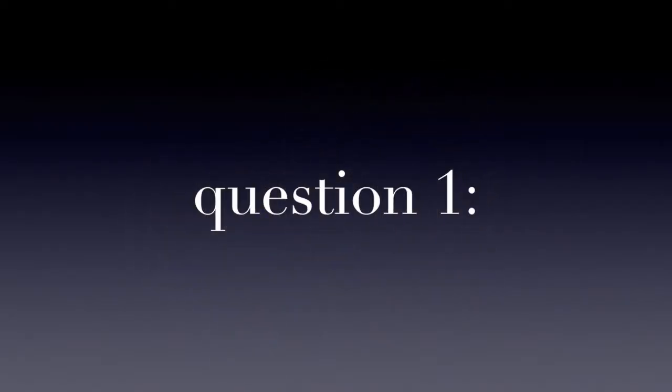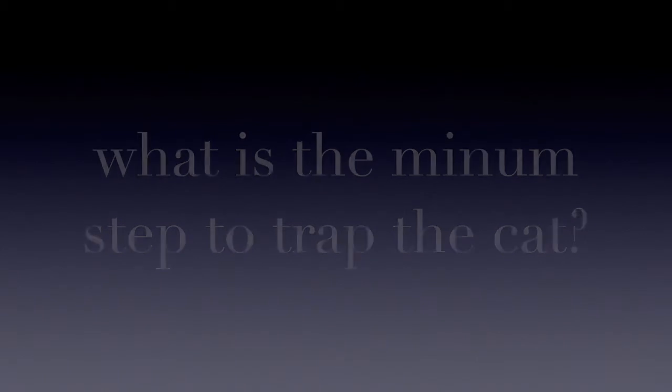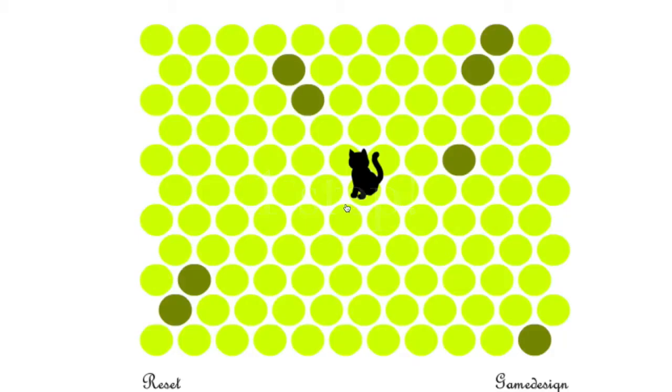The first question we want to discuss is, theoretically speaking, what is the minimum step to trap the cat? After our discussion, we find that the result is surprisingly simple. The minimum step to successfully trap the cat is 1. Let's see why it is 1.